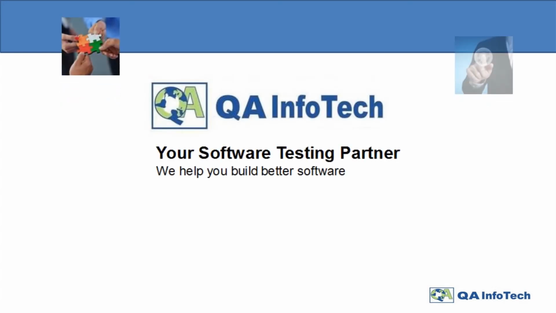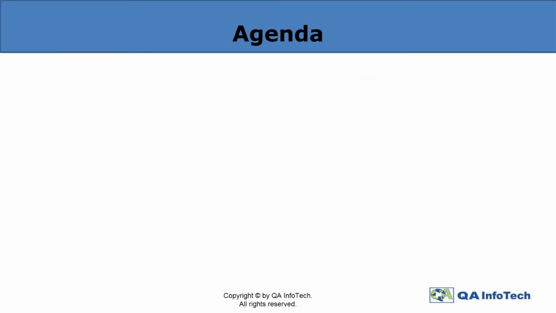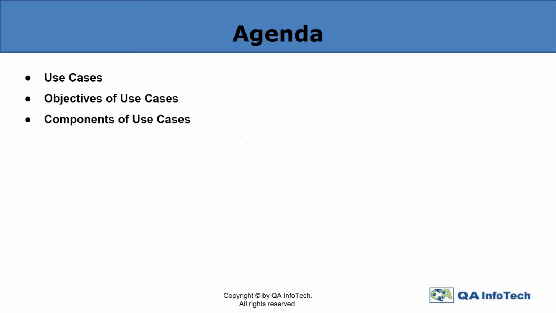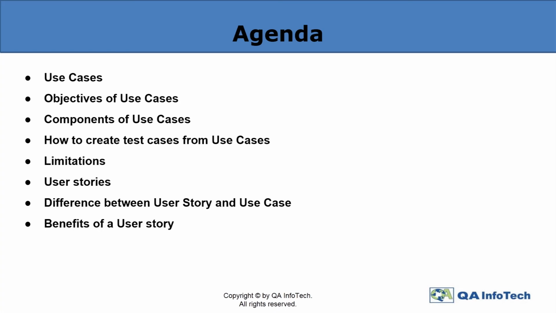Software development cannot go without determining the how and why of developing the product. With use cases and user stories, a comprehensive understanding of this can be achieved. Let's start exploring the same via this video. This video will cover essentially the concept of a use case, its objectives, components, the way to create a test case from a use case, its limitations, the concept of a user story, the difference between a user story and a use case, and the benefits of a user story.